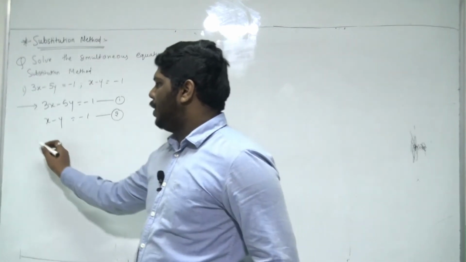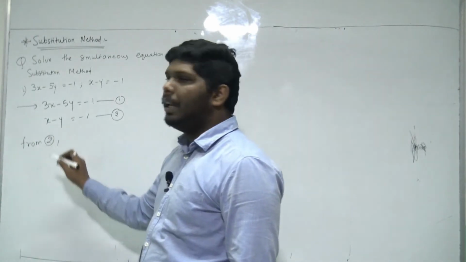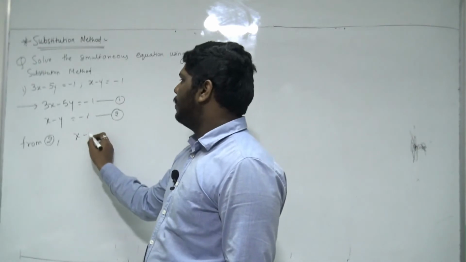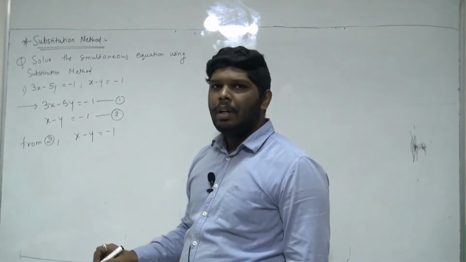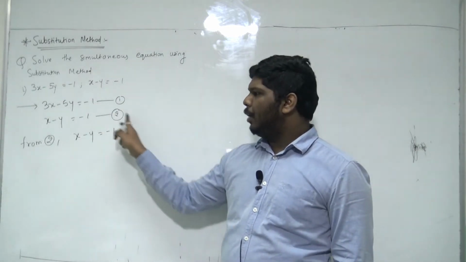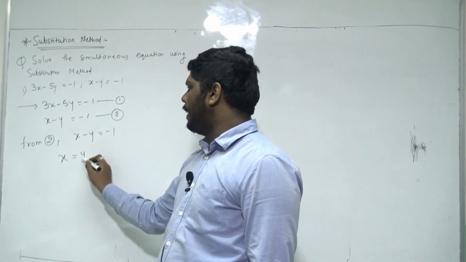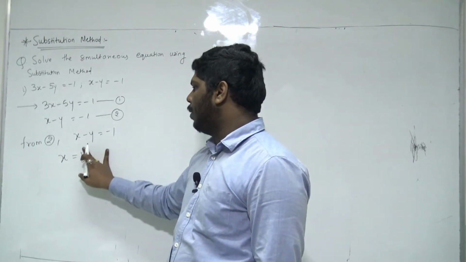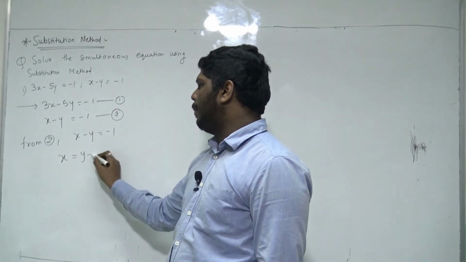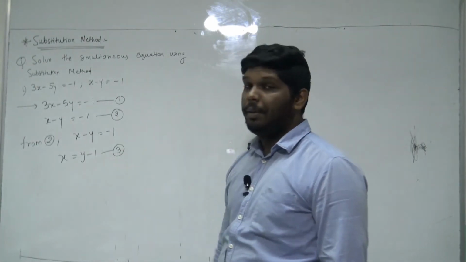So from equation number 2, if I rewrite this equation, we have x minus y is equal to minus 1. Here I will write x in terms of y. If I transfer y to the right hand side, minus y will become plus y. So I will get the value of x as y minus 1. Minus y will go there as plus y, and minus 1 as it is. Let us call this equation number 3.